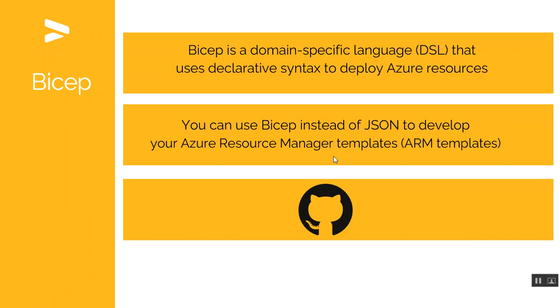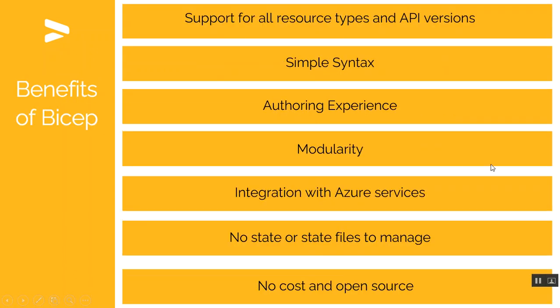Again, in short, Bicep is a domain specific language, it's DSL based. You don't need to work a lot more like what we have done in the JSON. So that kind of painful task is gone, right? Since Bicep is from Microsoft, it supports all resource types in Azure and the API versions. Whenever there is a change, you can get that on Bicep. And it's a simple syntax.